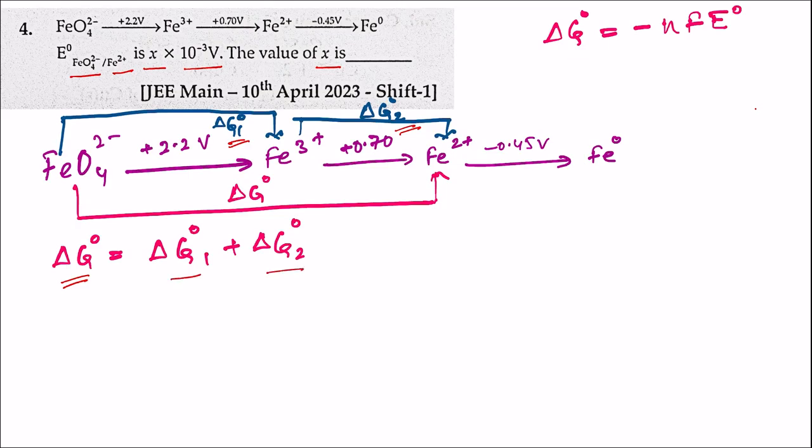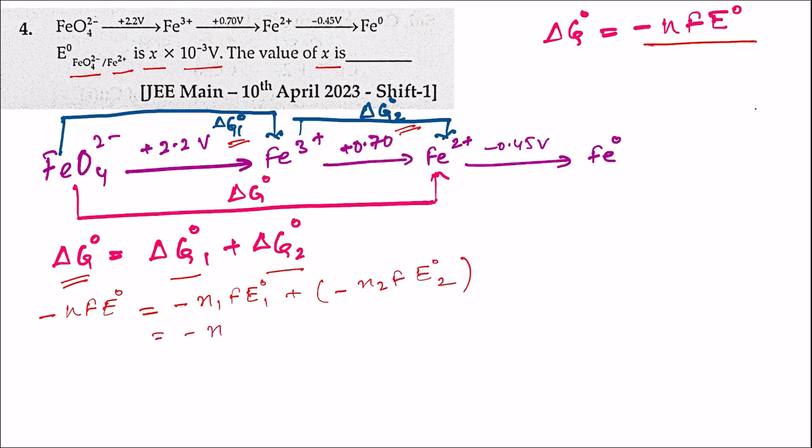That is sum of the individual steps. Now delta G is equal to minus NFE. So putting the value, delta G naught, minus NF E naught is equal to minus N1 F E naught 1 plus minus N2 F E naught 2. This becomes minus N1 F E naught 1 minus N2 F E naught 2. F will get cancelled. What is N? N is the number of electrons involved in the redox reaction.